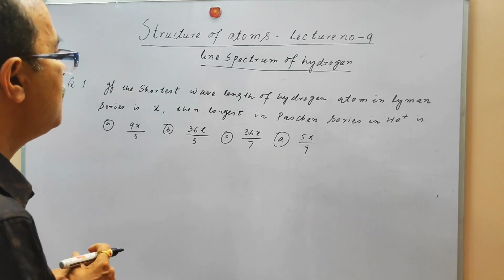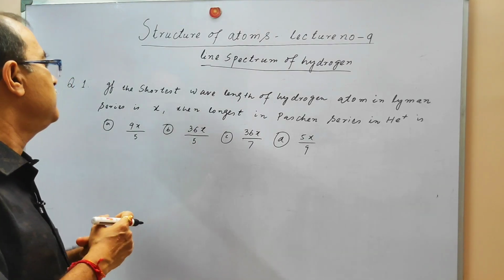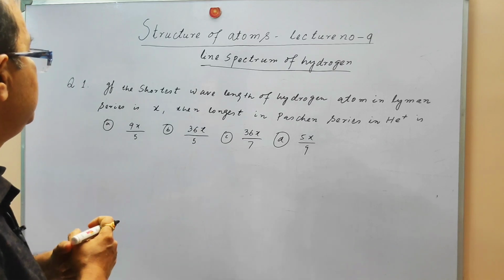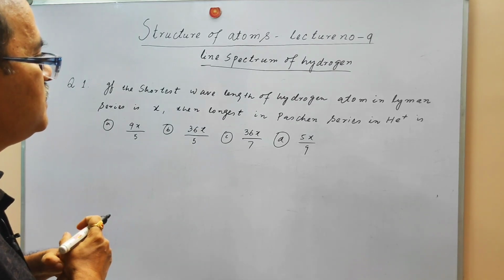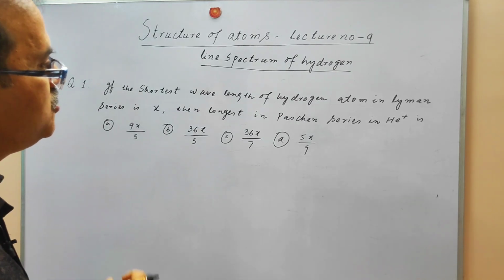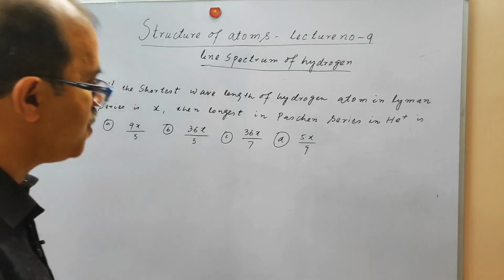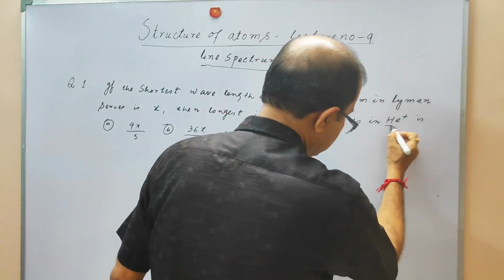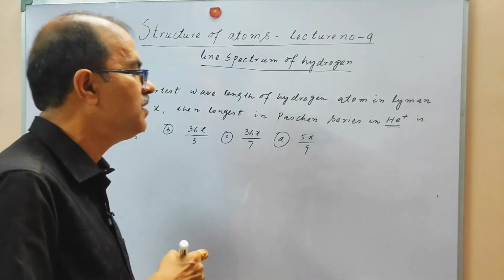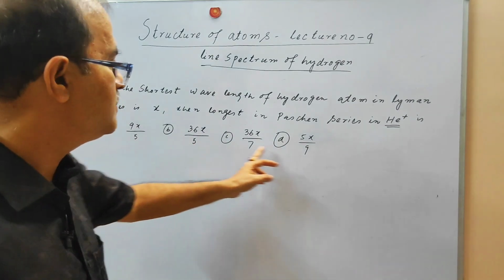If the shortest wavelength of the hydrogen atom in the Lyman series is X, then the longest wavelength in the Paschen series is for He plus. The He plus is the hydrogen-like species that we have discussed before, and the options are given here.